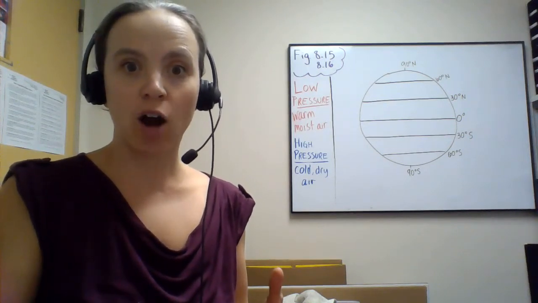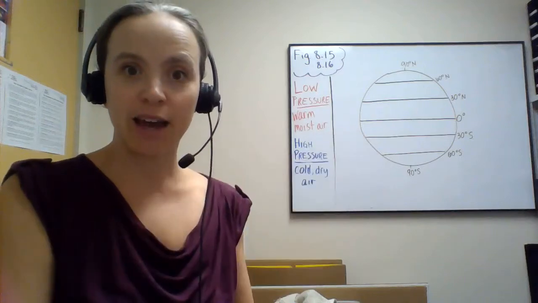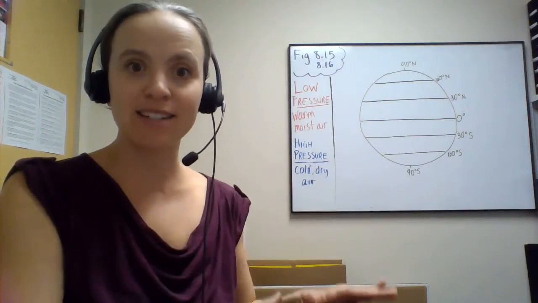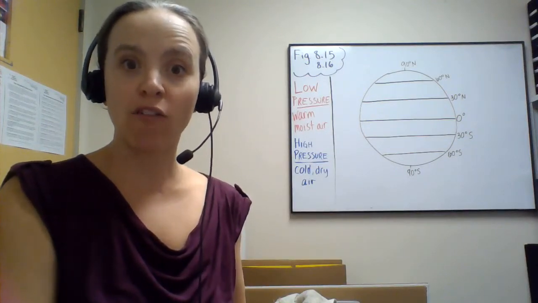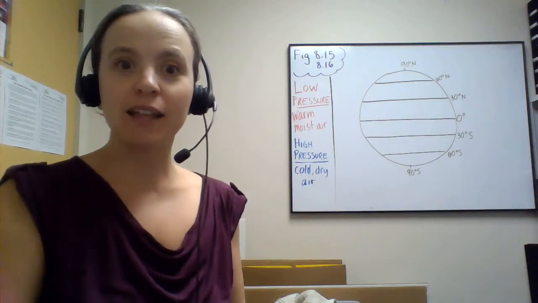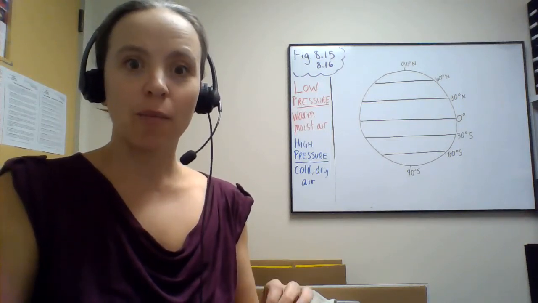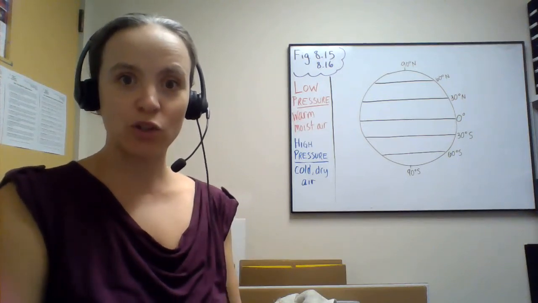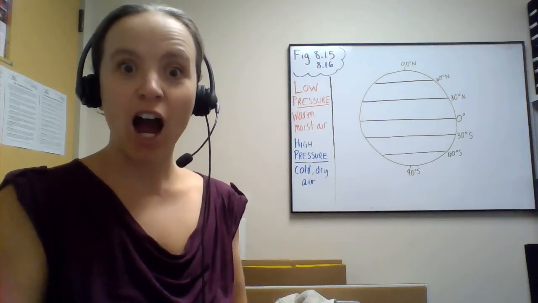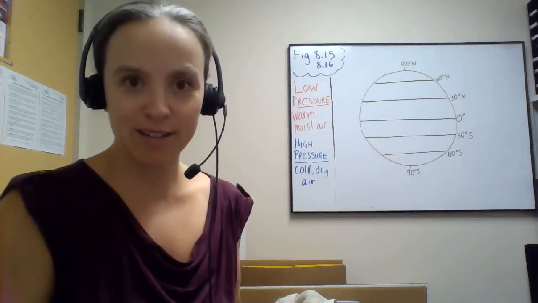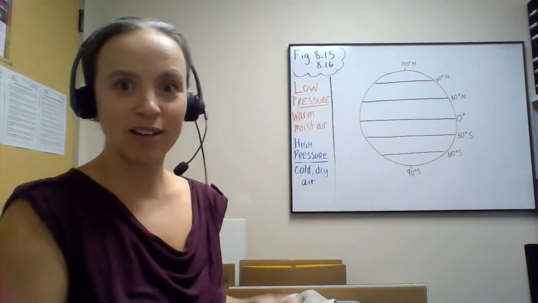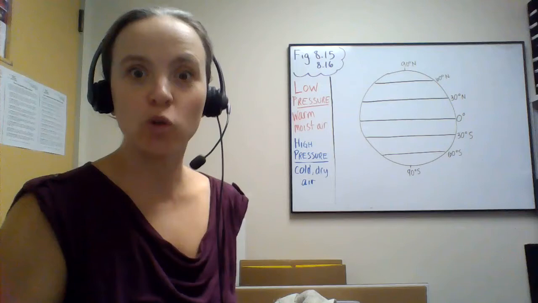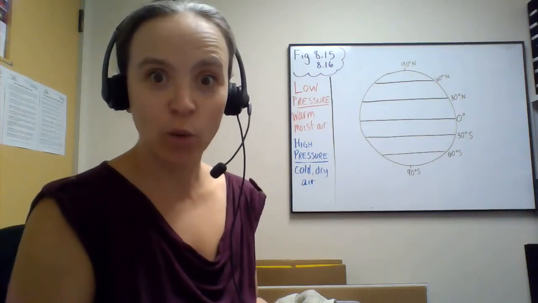Cold, dry air, on the other hand, will sink. And when it sinks, it presses down to create a zone of high pressure. Let's see how this works within the Earth system at different latitudes. Where do we have our hottest, wettest air? That's right, where solar energy is most concentrated, at the equator.